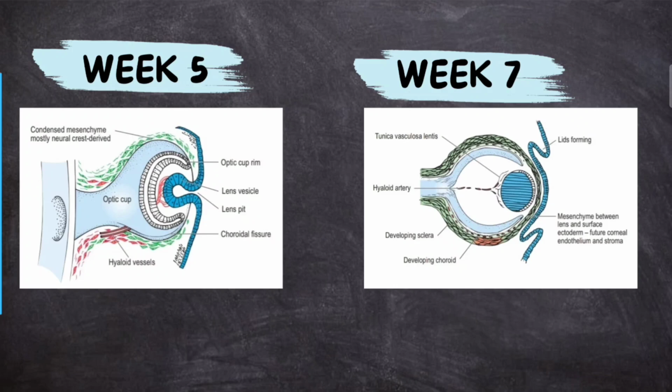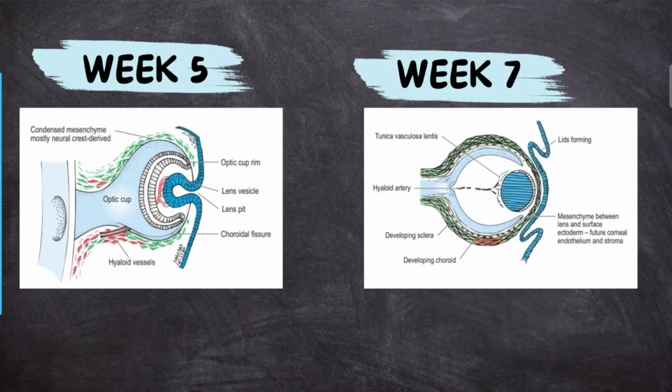So by week 7, as we can see, the mesenchyme has condensed more, the choroidal fissure has closed up and the hyaloid artery is regressing. We can also see the formation of the lens. The secondary fibers have appeared at this point, and the surface ectoderm has started taking shape in terms of lid formation. The mesenchyme that is ensheathing forms the sclera.